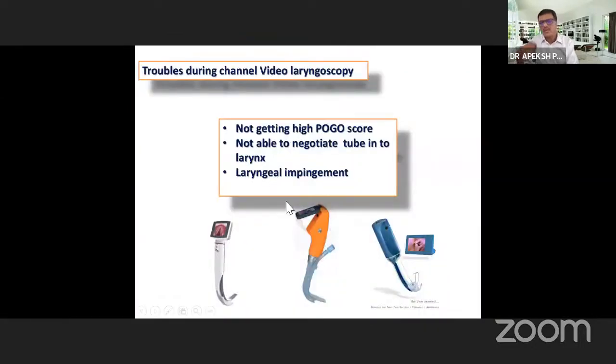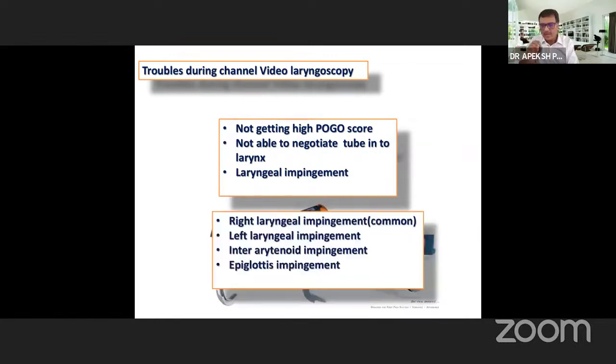So what are the troubles we get during channel video laryngoscopy? Many times you are not getting a high POGO score, not able to negotiate the tube into the larynx. You'll get laryngeal impingement. And most of the time with the channel video laryngoscope, your tube gets lodged at the right aryepiglottic fold. Even it's possible to get lodged at the left aryepiglottic fold impingement.